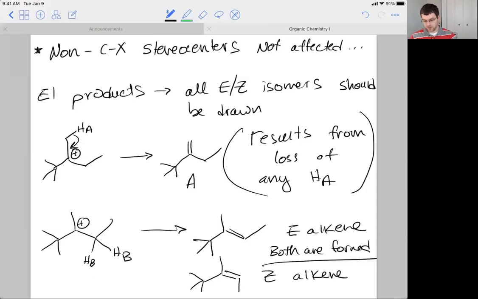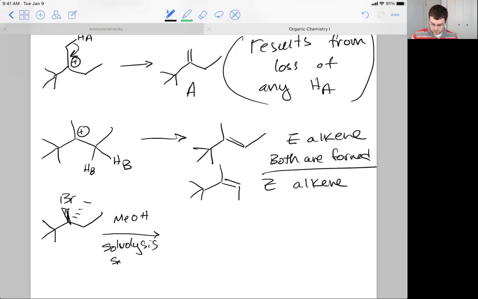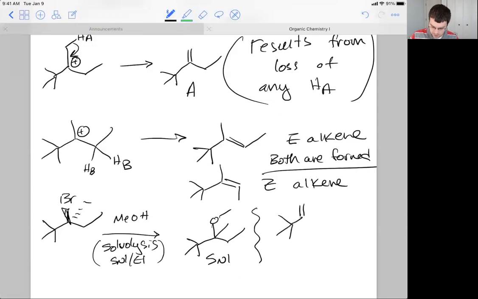So the final answer for this question of predict the products is, if we started with a single enantiomer of a chiral molecule that looked like this, and we reacted it with methanol, which was the solvent and the nucleophile, in a solvolysis SN1E1 reaction, what we form are substitution products, and it's a 1-to-1 mixture of 2 enantiomers, but we just draw it with straight lines to imply that we form just the one enantiomer along with all possible E1 products.